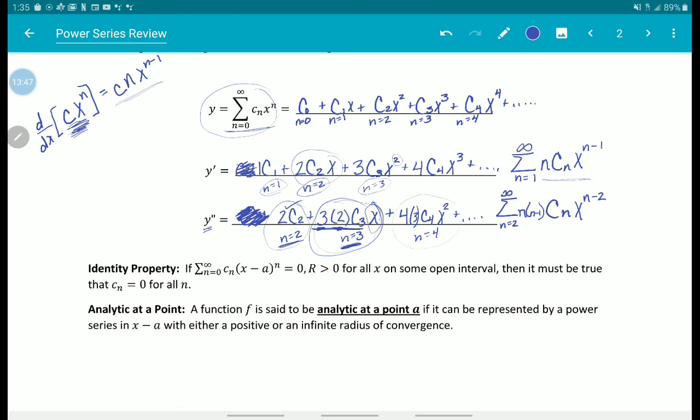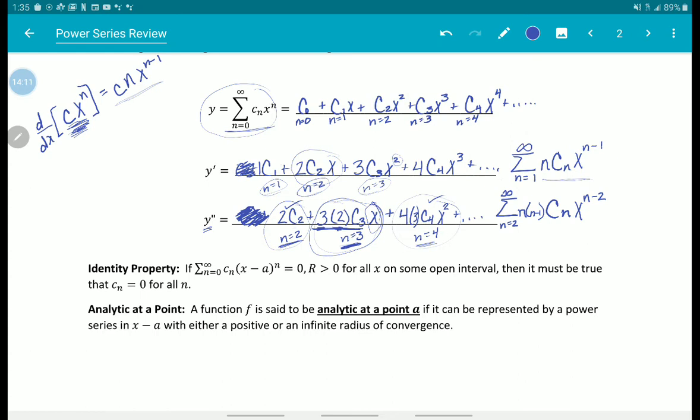Now let's check it with this guy. So if we plug in n is 4, we would have 4 times 3 times c4, x squared. And that does give us that back. Coming up with this is really about looking at what you have and looking for patterns.